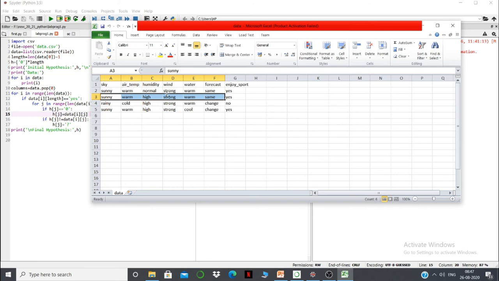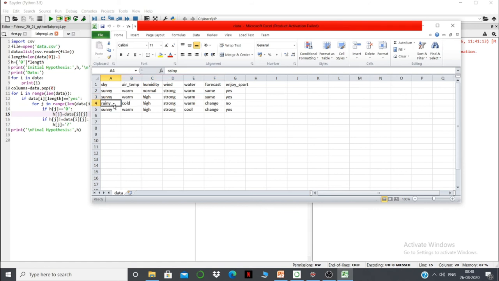Next, when you compare those two, sunny, sunny, warm, warm, here what happens? Normal and high. The normal and high indicate acceptance of any value in a positive training example. So the humidity is going to be replaced by normal or high, and instead of that we can replace it with a question mark. Strong, strong, warm, warm, same, same. So the new hypothesis is generated, and once again the iteration continues.